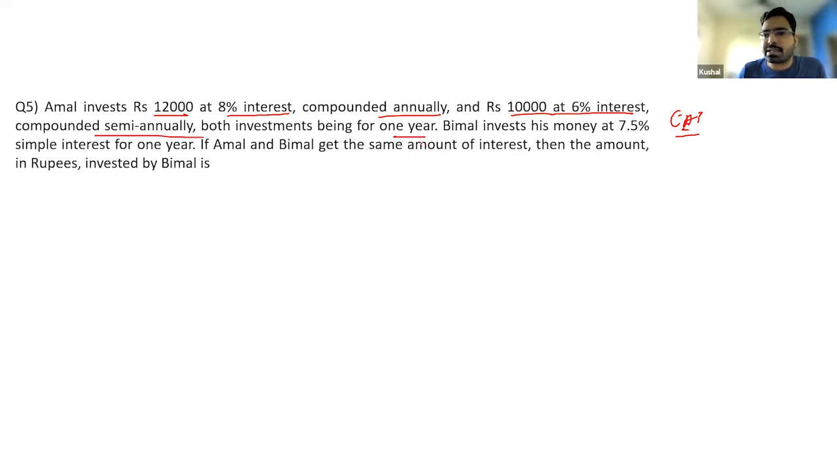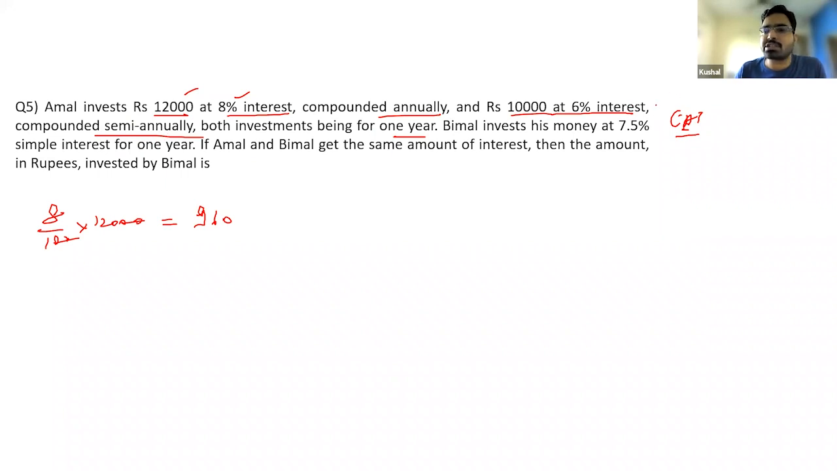Now this 1 year makes my life a lot easier because 8% for 1 year will give me simple interest. Whether it is compounded or not does not really make a difference, and of course it is given to us compounded annually. So simple interest and compound interest will be the same for the first year. So 8% of 12,000 will be the interest that it will generate for Amal, right? So it should be 960 for this particular investment, and 10,000 at 6% interest compounded semi-annually.